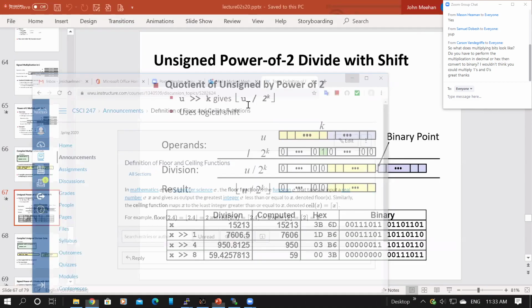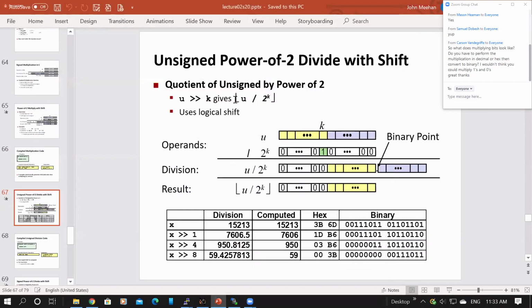So when you do this shift right business to do a simulated divide, it's as if you're getting the integer that's just below the real result of u over 2 to the k. In other words, there is no fractional part. The fractional part fell off into the bit bucket on the right when we did the shift. Does that make sense?